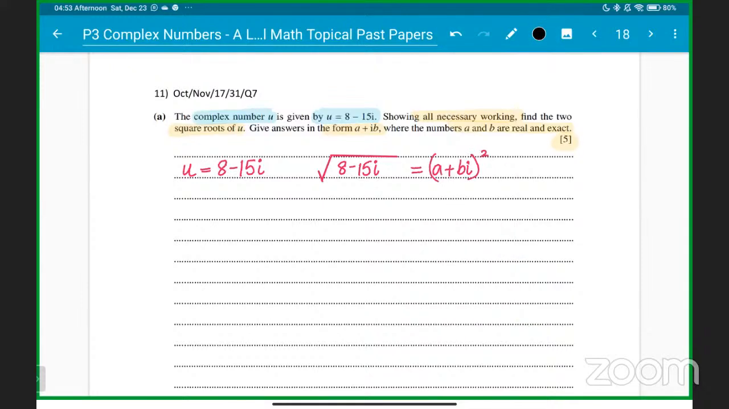So what I'm trying to explain here is that it will be the comparing method: 8 minus 15i equals a plus bi whole square. Let me know how many got it. Any questions? If anyone is not getting it, I'll explain again. When you have to find the square roots of a complex number, the complex number is written as equal to a plus bi square. Has everyone got this, or should I explain further?